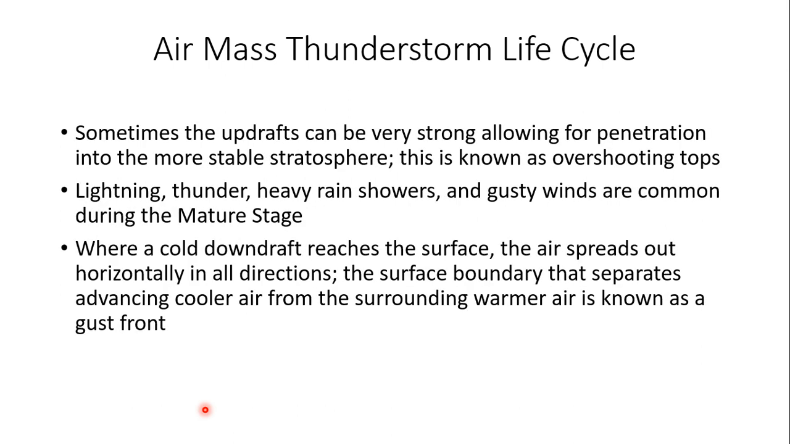Now, sometimes the updrafts can be very strong, and that still allows for penetration of the updrafts into the more stable stratosphere. This is a case that's known as overshooting tops. Lightning, thunder, heavy rain showers, and gusty winds are quite common during the mature stage. And once that colder downdraft comes out of the base of the thunderstorm and reaches the ground, it spreads out horizontally in all directions. The surface boundary that separates advancing cooler air from the surrounding warmer air is known as a gust front.